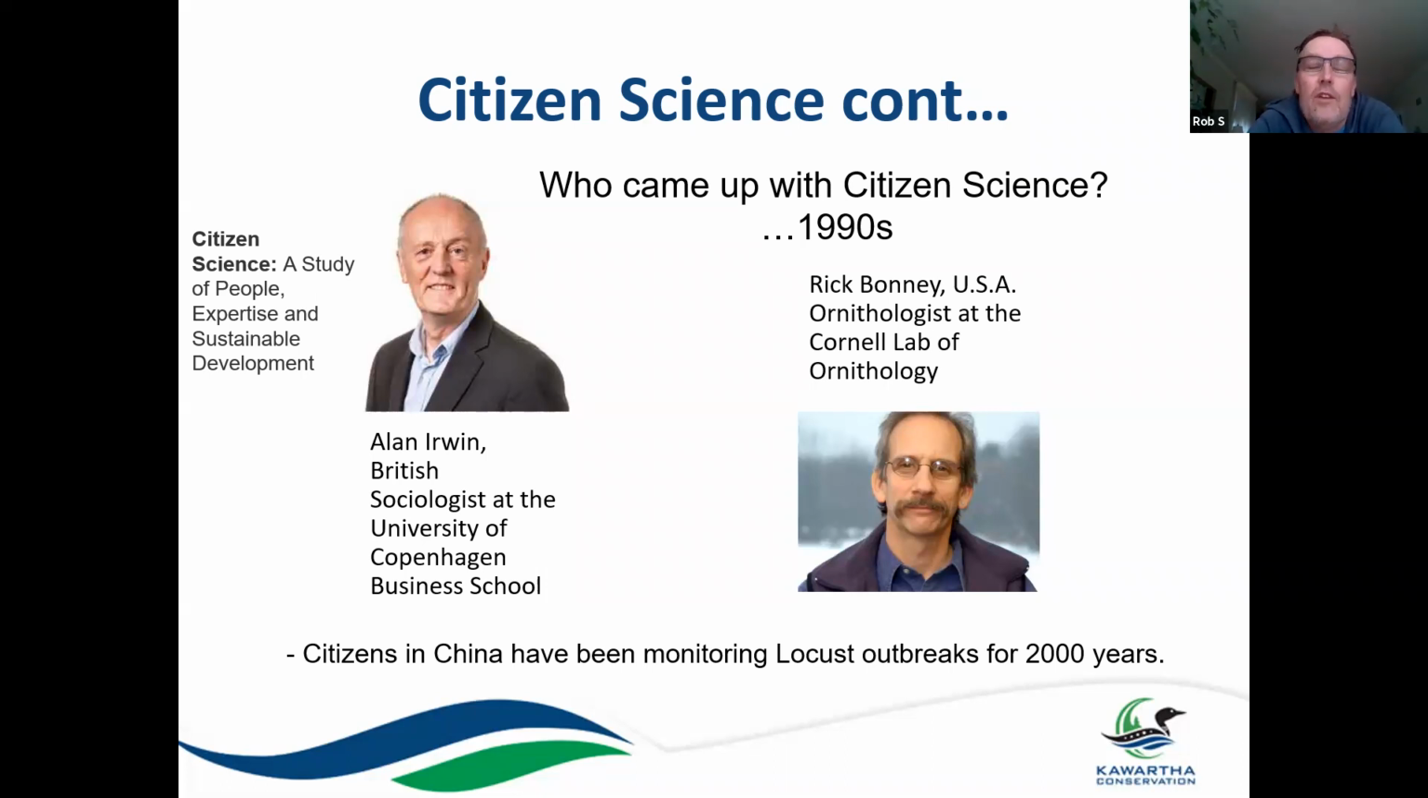But these two gentlemen in the 90s may have coined the term citizen science, but citizen science has been taking place in other places for thousands of years. A good example is in China. Farmers have been looking at the outbreak of locusts for over 2,000 years to help identify impacts to agriculture. So that basically is the same thing as the citizen science projects that we have, but maybe not necessarily as formally scientific as we do now.